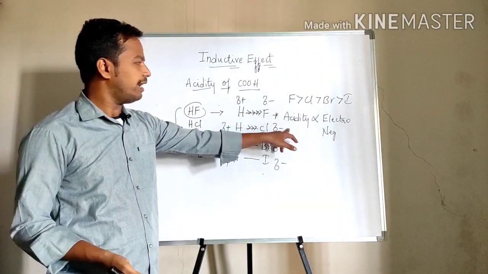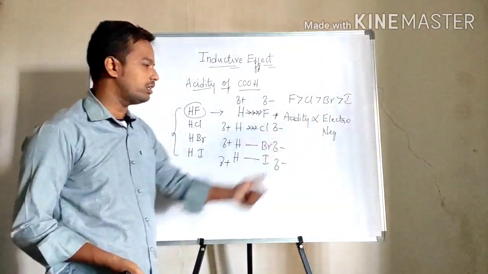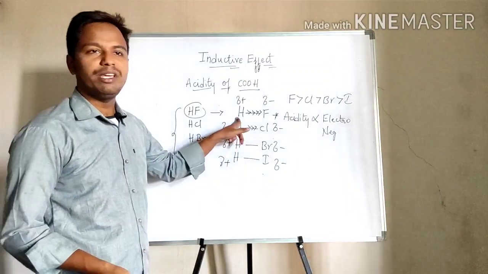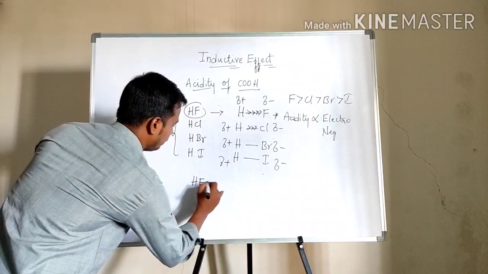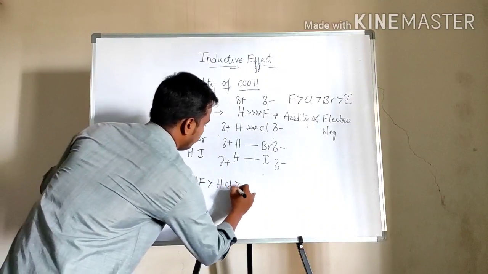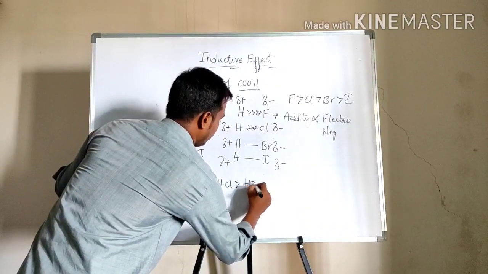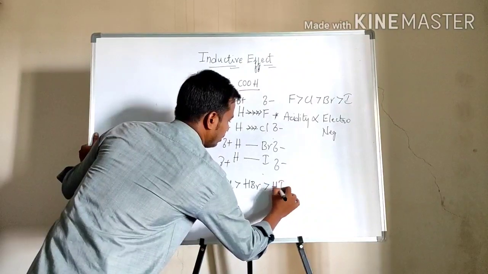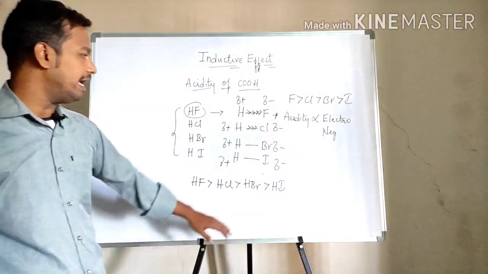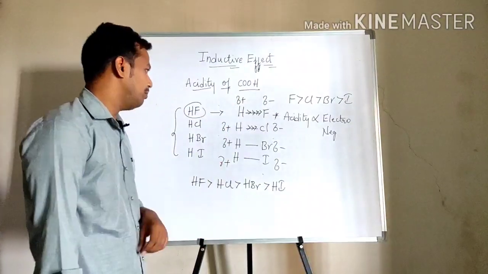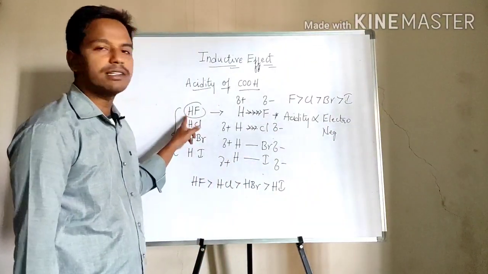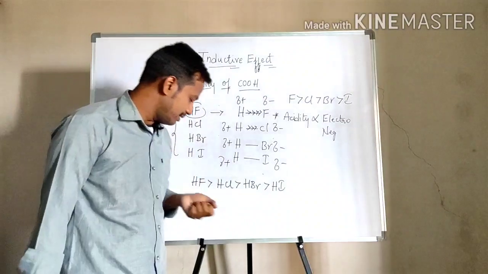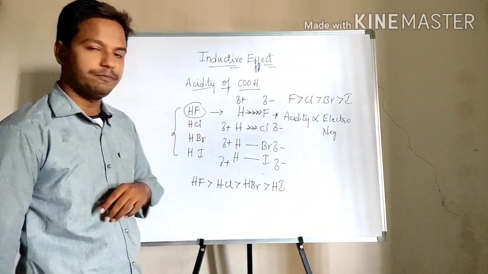We can directly say, right, electronegativity is directly proportional to acidity. So HF being more acidic, we can write the acidic character of HF greater than HCl greater than HBr greater than HI, in aqueous medium. Acidity is directly proportional to electronegativity. I will discuss HF in later classes. That is an exception, you need to remember.